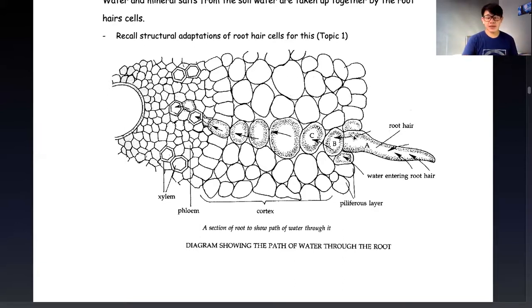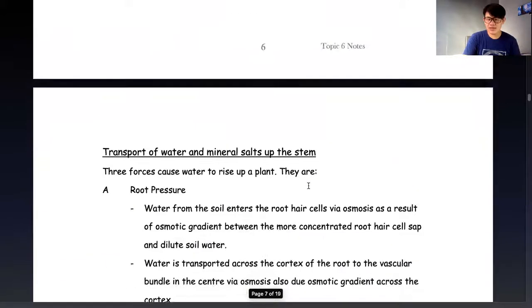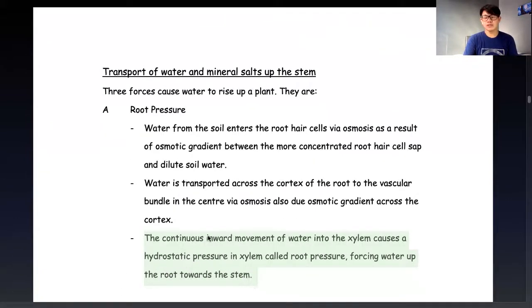And the same thing is happening here as well. The continuous inward movement of water into the xylem, lots of water coming in, causes a hydrostatic pressure in the xylem, what we call root pressure. Because a lot of water molecules keep coming in, eventually it creates a high hydrostatic pressure. It simply means a high fluid pressure, high water pressure. And this is what we call root pressure.